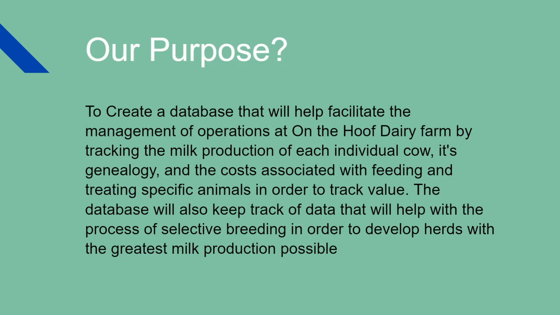Our purpose is to create a database that will help facilitate the management of operations at On the Hoof Dairy Farm by tracking the milk production of each individual cow, its genealogy, and the costs associated with feeding and treating specific cows in order to track value. The database will also keep track of data that will help with the process of selective breeding in order to develop herds with the greatest milk production possible.